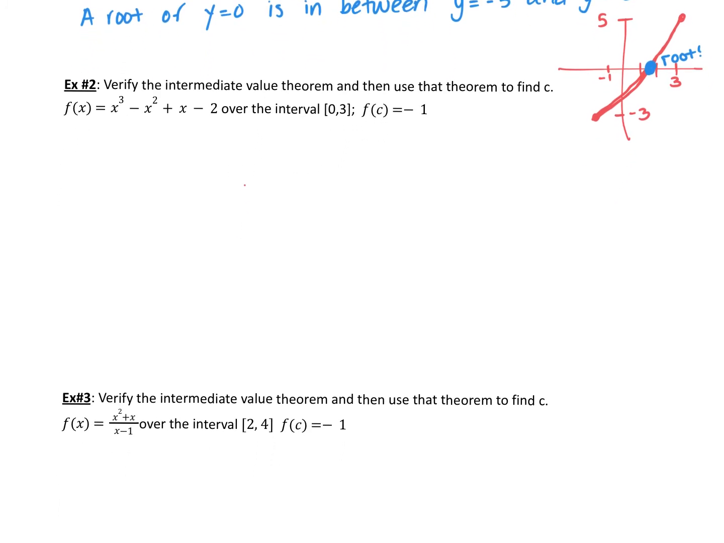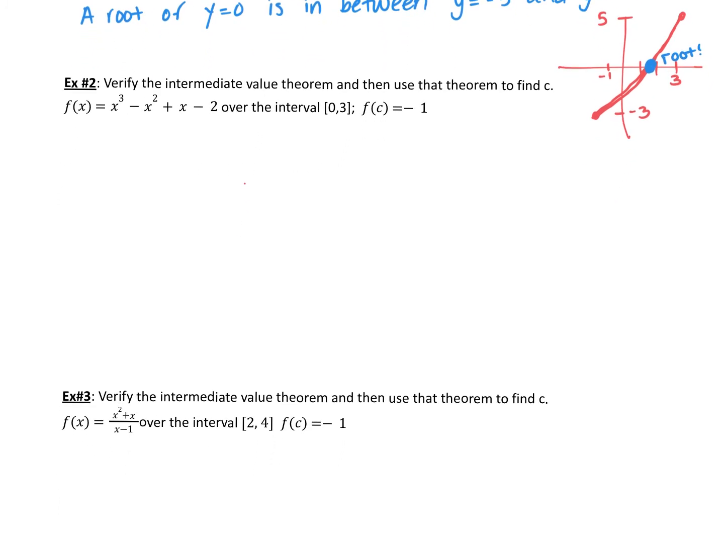Okay, let's try example number 2. So verify the intermediate value theorem and then use that theorem to find c. So in this particular problem, they're giving you a specific y value that c should be. So the best way we can answer this is we need to say, well, this is the y value that this graph must hit. So what we're going to do is set the equation equal to the y value. So x to the third minus x squared plus x minus 2 must equal -1. And we're just going to factor and solve.